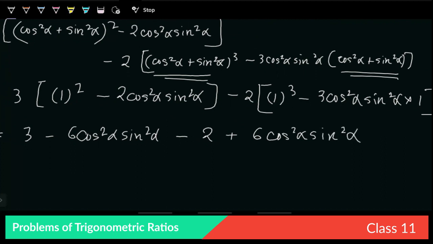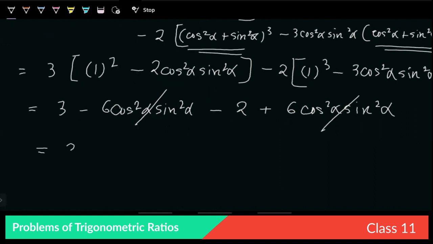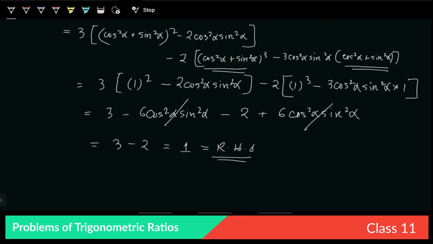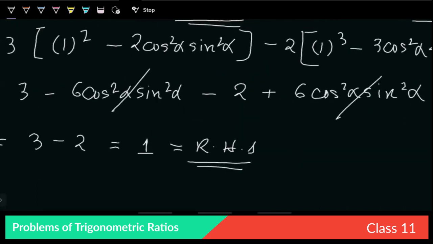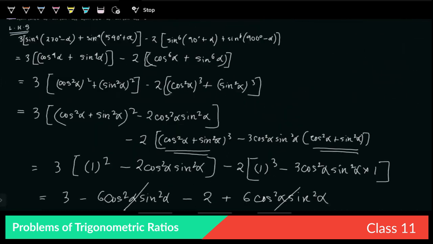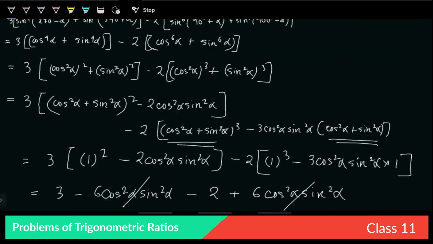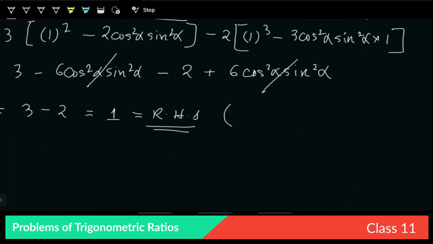Now if you see carefully, this 6 cos square alpha sine square alpha and this minus 6 cos square alpha sine square alpha will get cancelled out, and we will be left with 3 minus 2, that is equal to 1, which is our RHS. So we have proved this. This was our fifth sum. It's a nice sum.